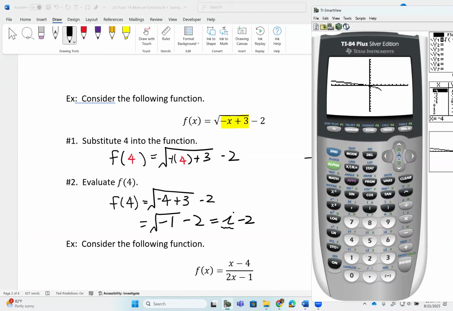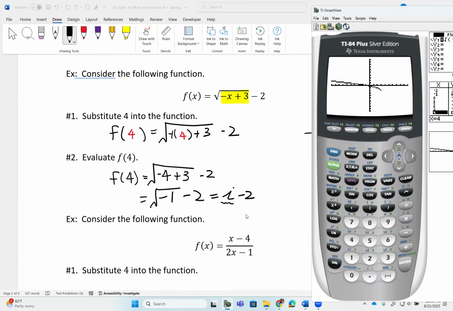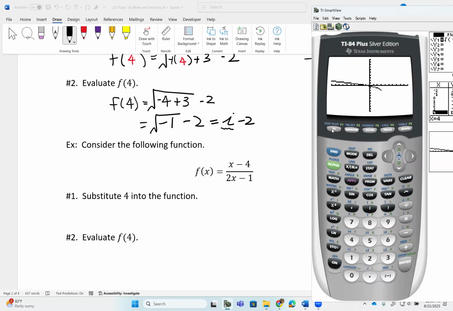So if I go to my table, as you can see, if I scroll down a little bit to x equal to 3, the y value is -2, but when I go to x equal to 4, it gives me an error message. So that means my function does not exist when x equal to 4. As you can see in the picture, your graph doesn't exist to the right side of 3. All right, let's try another one.